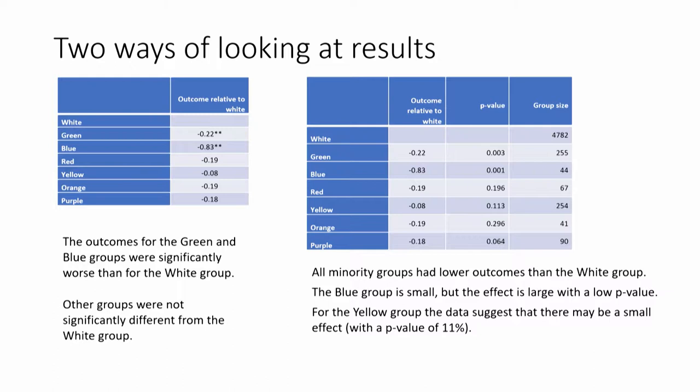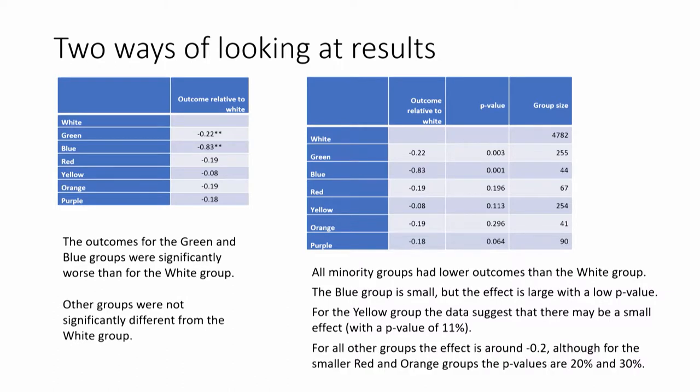And then if we look at all the other groups, actually all the effects are about the same size. They're all around minus 0.2. And whether they have a low p-value or not really seems to be related mainly to the size of the group. So if we take the green group, which was the largest of those with the effect around minus 0.2, then that has a p-value of 0.003. So we could probably have a lot of confidence in that one.